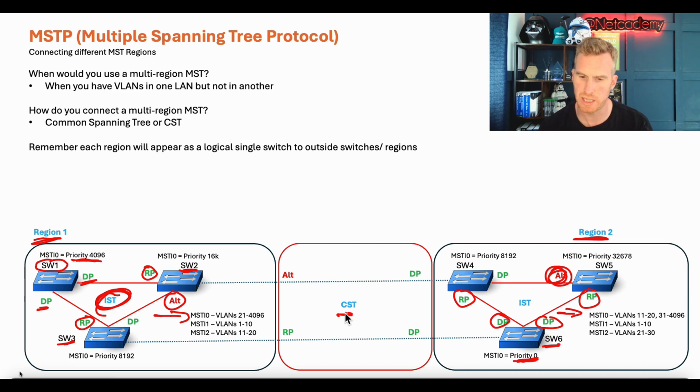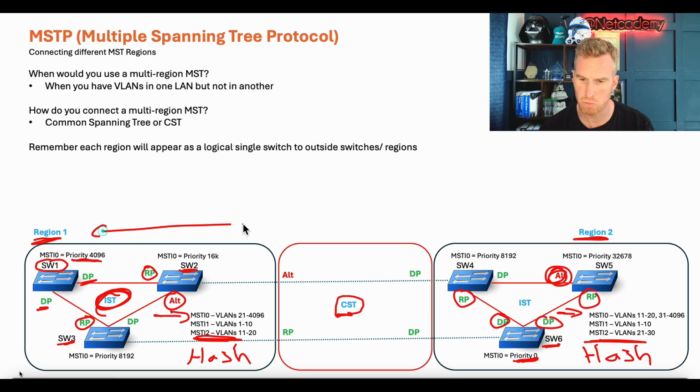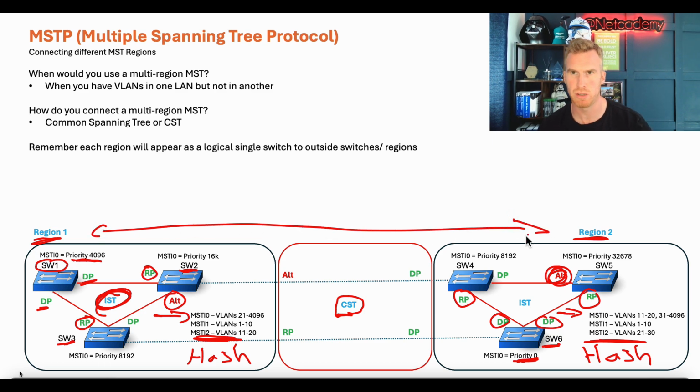And as you can see, they're in different regions because the hash that was calculated in region 1, as I just went through, is going to be different to the hash that was calculated in region 2 because of that VLAN to instance mapping. So these are different regions, and now you need CST to allow that inter-region traffic to actually take place.